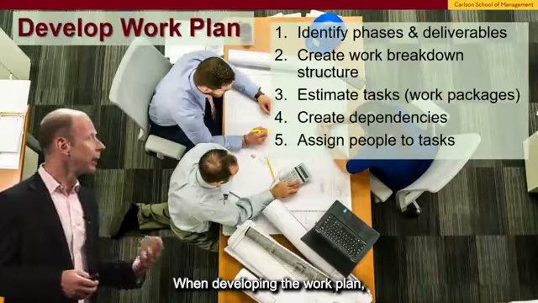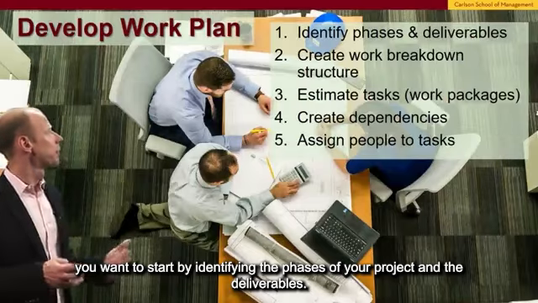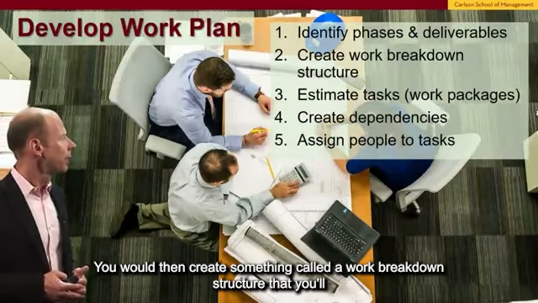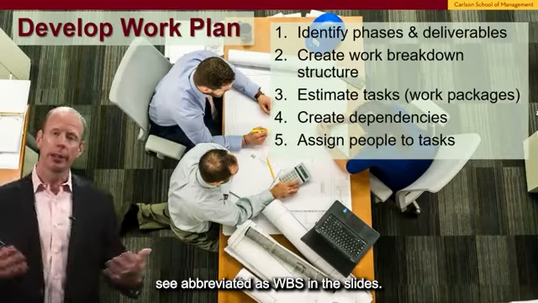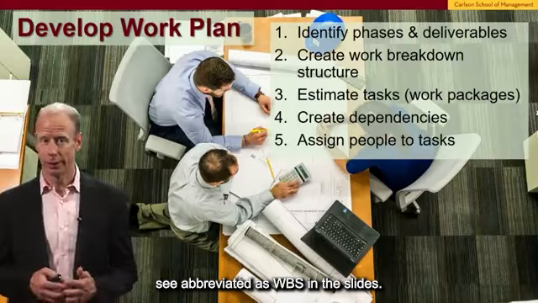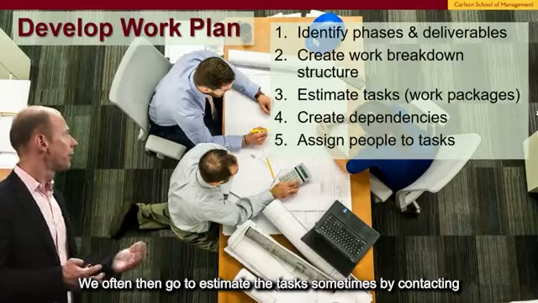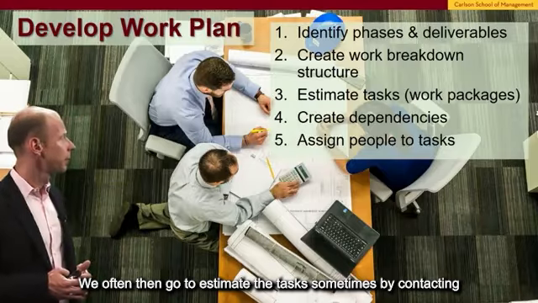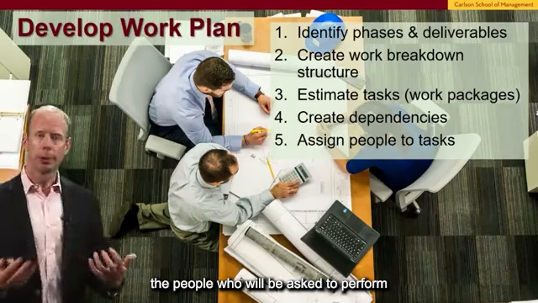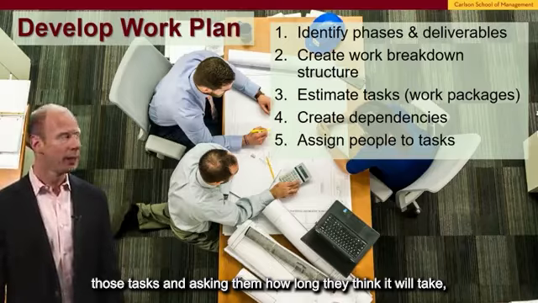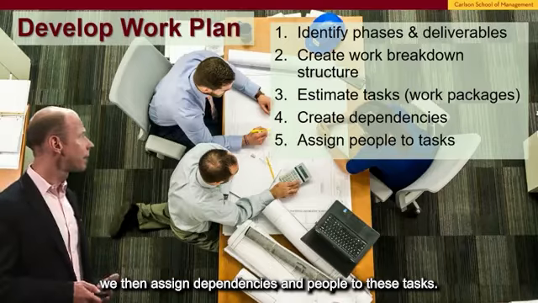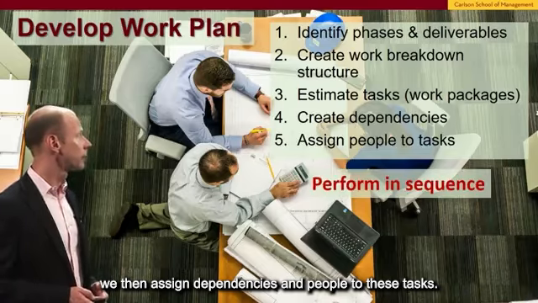When developing the work plan, you want to start by identifying the phases of your project and the deliverables. You would then create something called a work breakdown structure that you'll see abbreviated as WBS in the slides. We often then go to estimate the tasks, sometimes by contacting the people who will be asked to perform those tasks and asking them how long they think it will take.